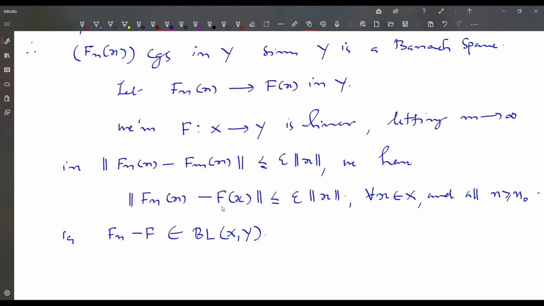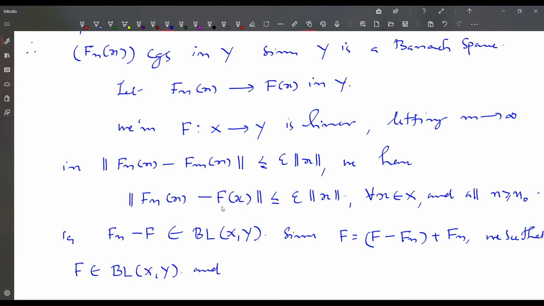And since f equal to f minus Fn plus Fn, we have f minus Fn belongs to BL of X,Y and Fn belongs to BL of X,Y. We see that f belongs to BL of X,Y. And norm Fn minus f converges to 0 as n tends to infinity. That is, the sequence Fn converges to f in BL of X,Y. Therefore, BL of X,Y is a Banach space.